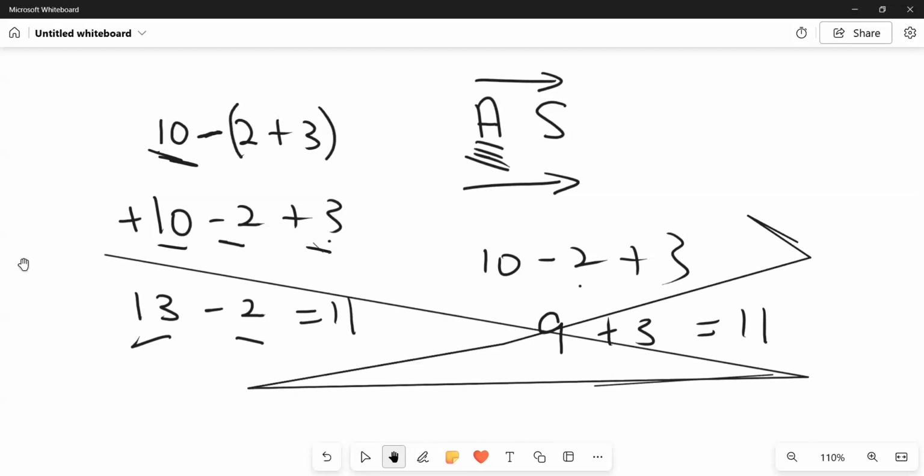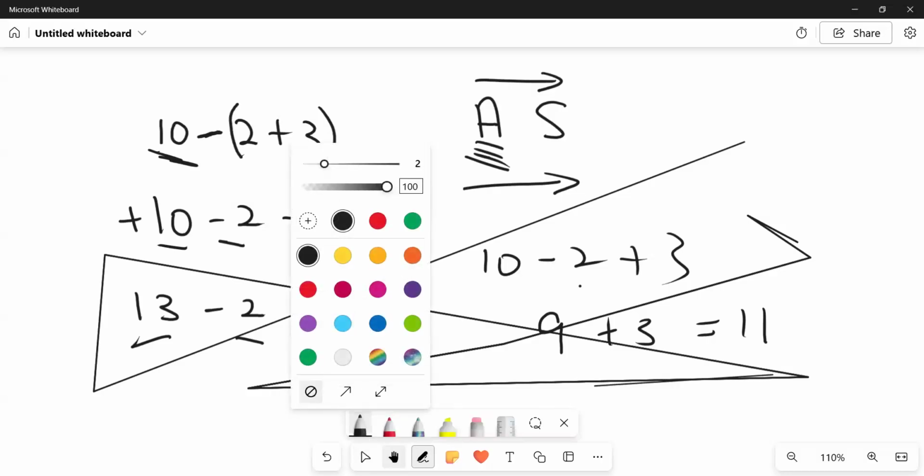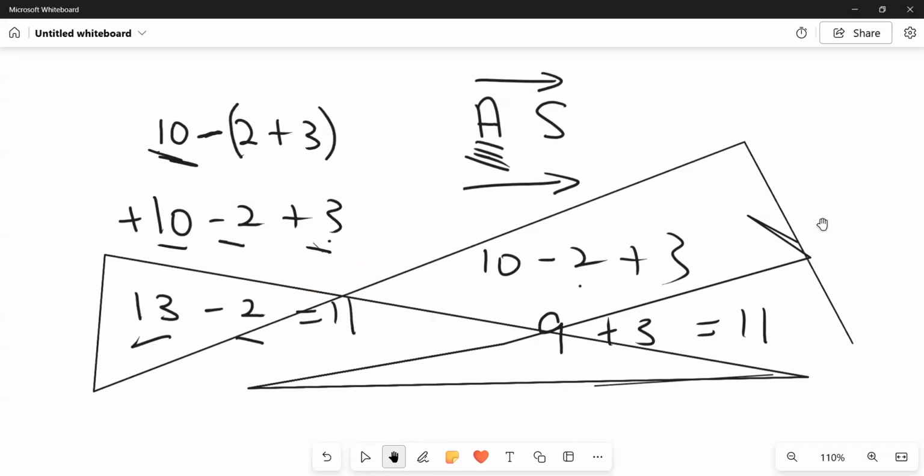My whiteboard is moving. What's going on? What is doing that? Every time I do that, what's happening there?